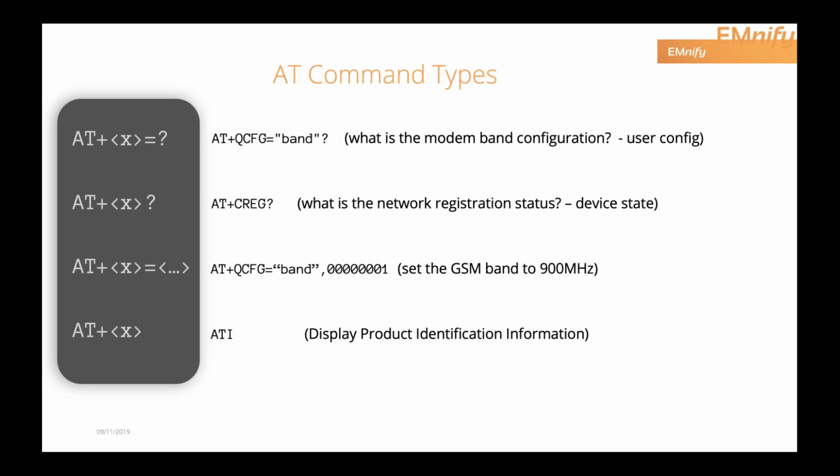The third example there is to set the GSM band to 900 megahertz. So this string of zeros and the 1 just after band, this value you find in the Quectel spec. They have 4 or 5 different values that you would use to set the different frequencies for the GSM band. And then, of course, ATI at the end to display the product identification.